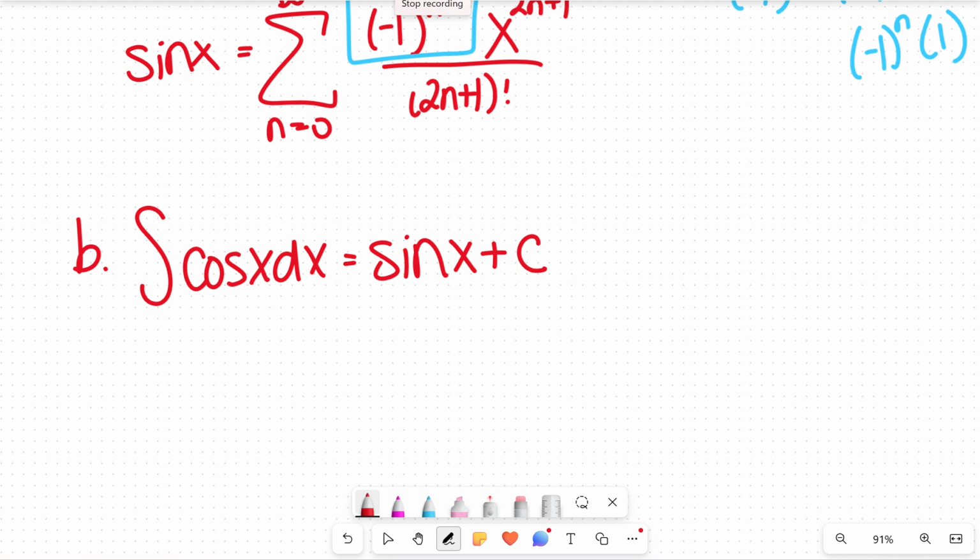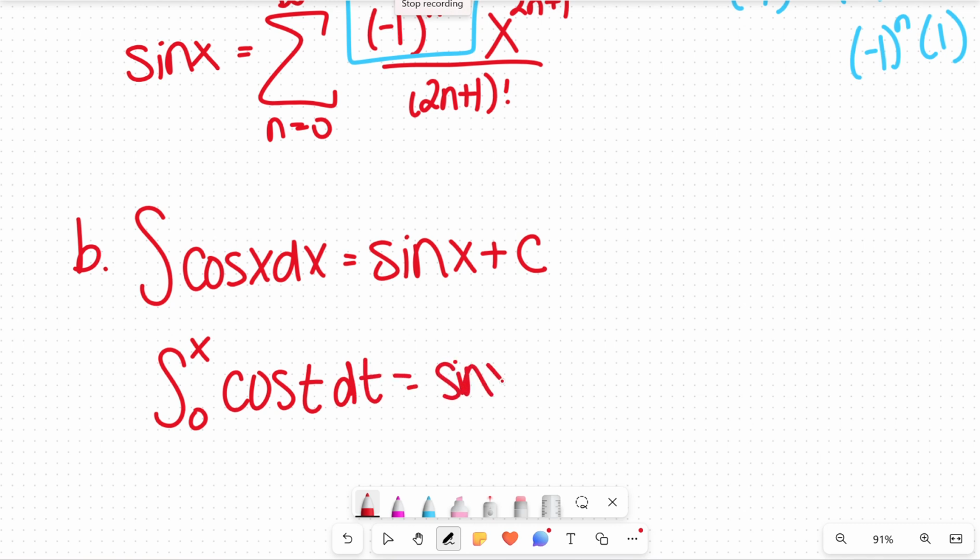So if my goal is to get sine x, what I'm going to do is create an integral where my bound includes an x. So I'm going to say integral of cosine t dt, and then I can say that this is equal to sine x minus sine 0, which is equal to sine x. So I'm going to use a little bit of a workaround here.